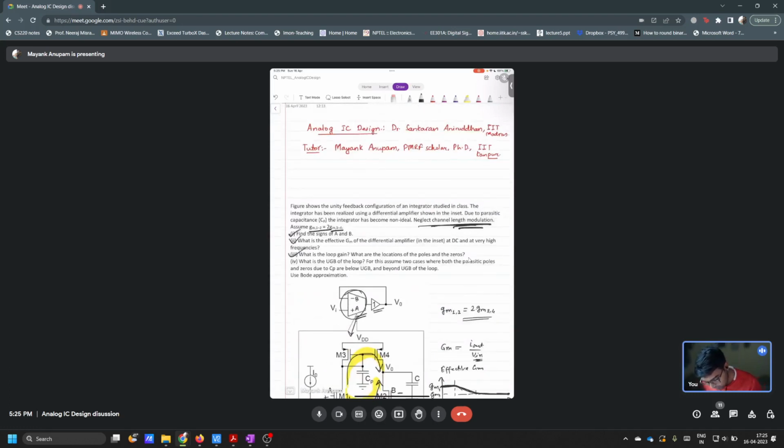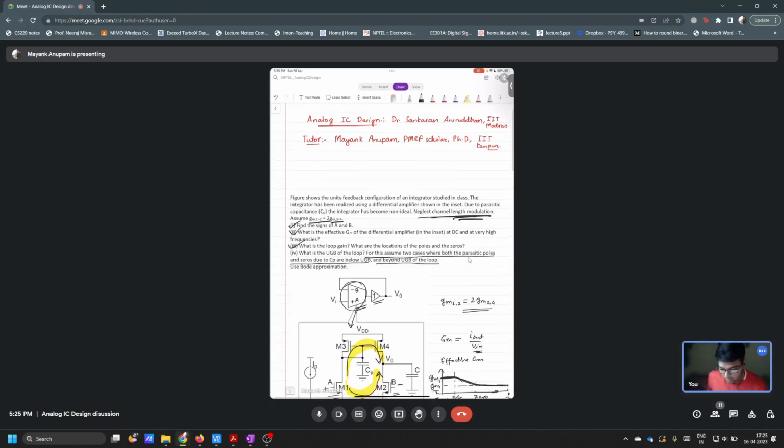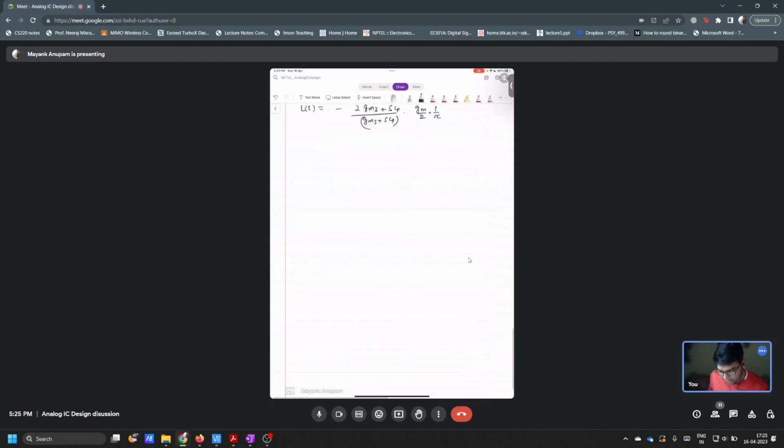For this, you assume two cases where both the parasitic poles and zeros due to CP are below UGB and beyond UGB of the loop. So you can assume two cases here, okay? One case in which all the poles and zeros will be inside UGB, and one case where all the poles and zeros are outside UGB.